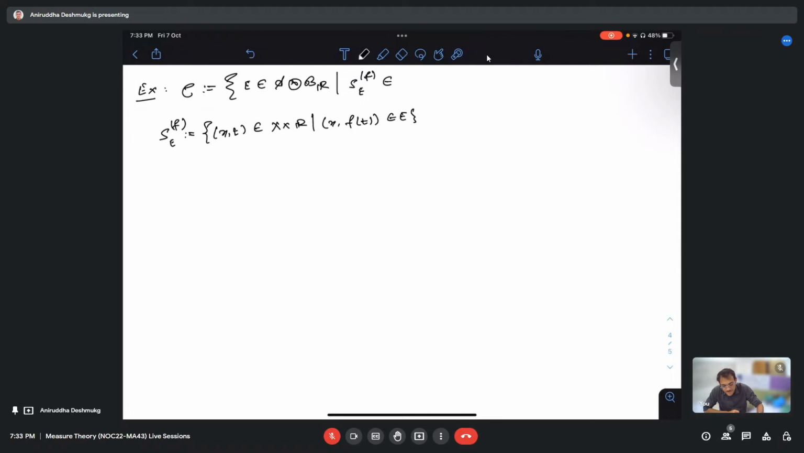A cross B, for every polynomial F. Usually polynomials are denoted by this Px. This is the space of all polynomials in one variable with real coefficients.